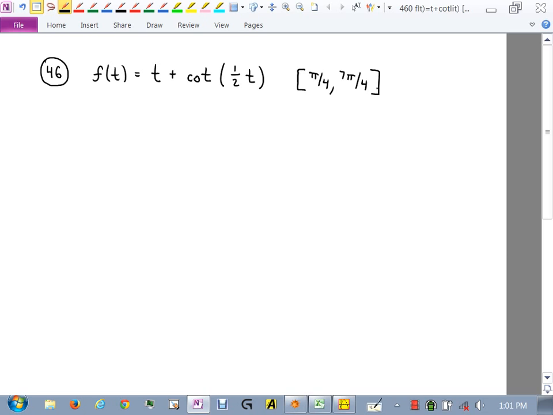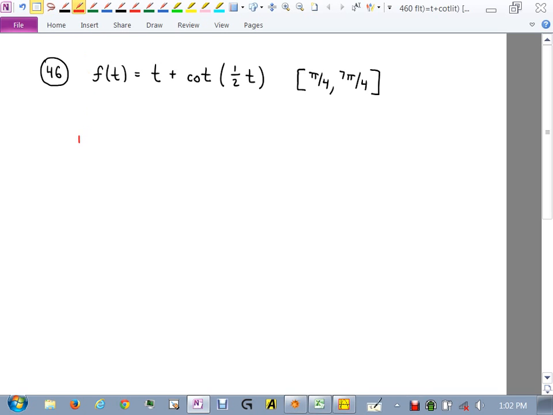Okay, I've been asked about this problem number 46. It's going to take a while. All right? So please pay attention. There's a lot involved in this problem. You're trying to find the maximum, minimum values of hopefully a continuous function on a closed interval.